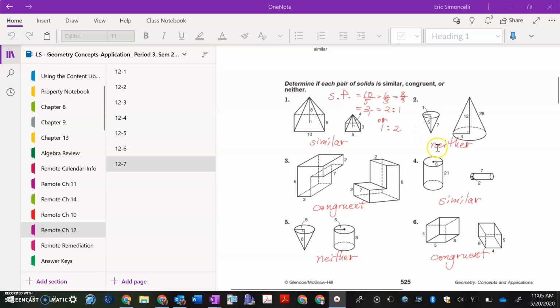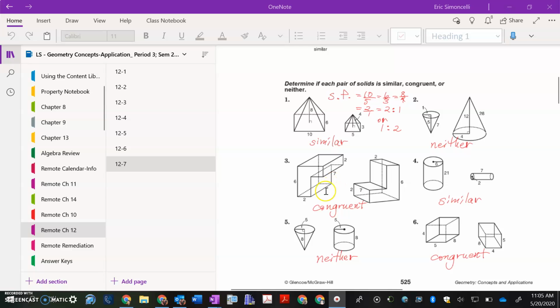Number 2, neither. As you guys can hopefully remember, we compare the ratios. 1 is to 4 is not the same as 5 is to 12, nor as 7 is to 28. Well, actually, 7 over 28, correction on that, that actually does, in fact, simplify. 7/28, of course, is 1/4. Nonetheless, 5 to 12 or 5/12 is not equal to those other two. So no, neither. They're not similar.